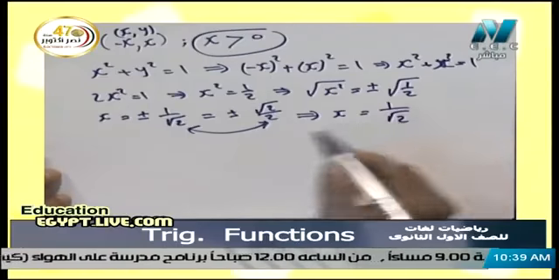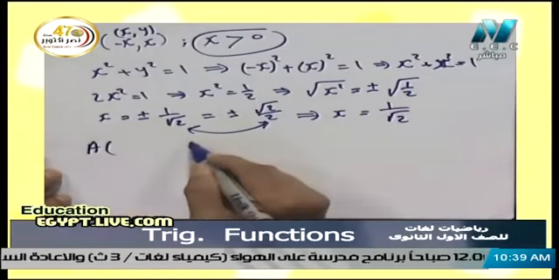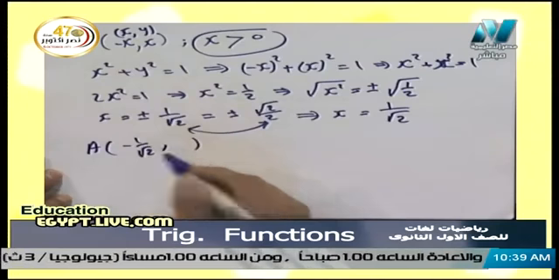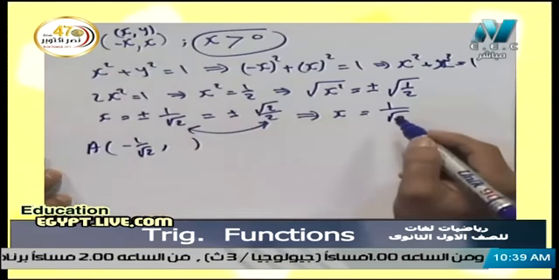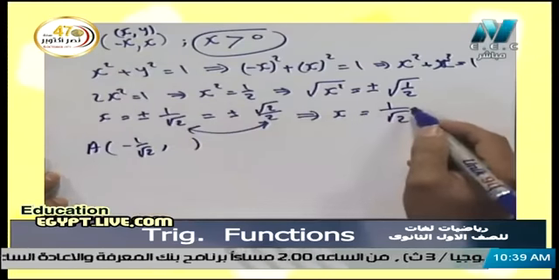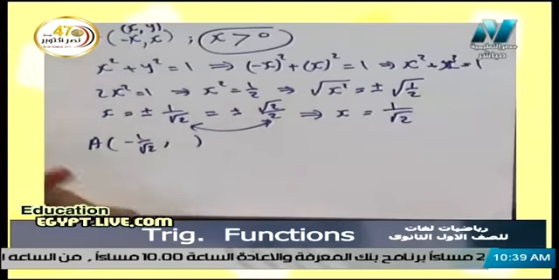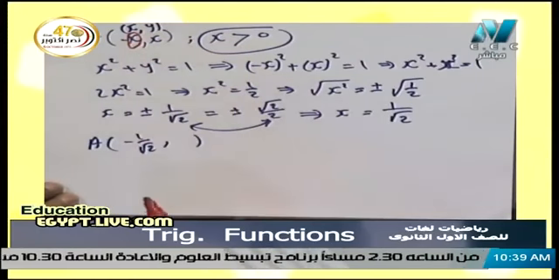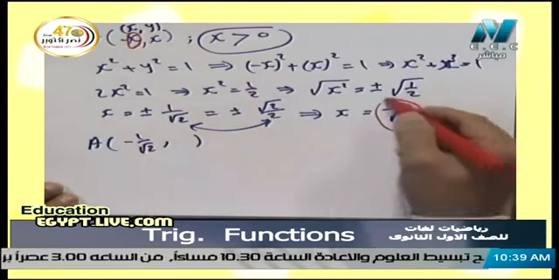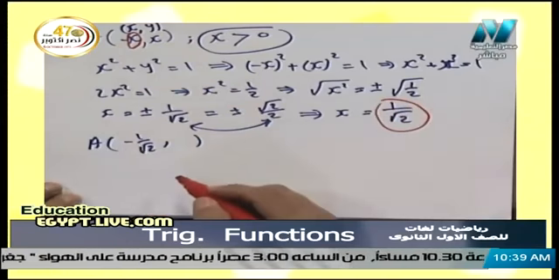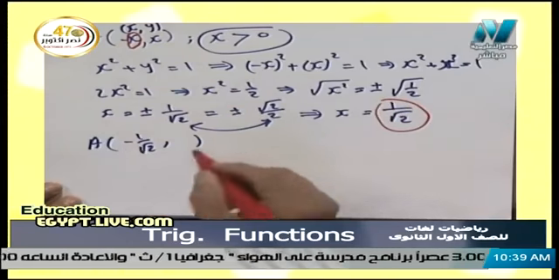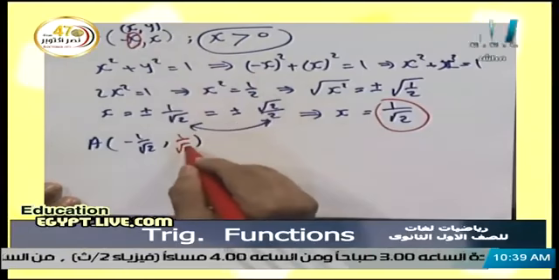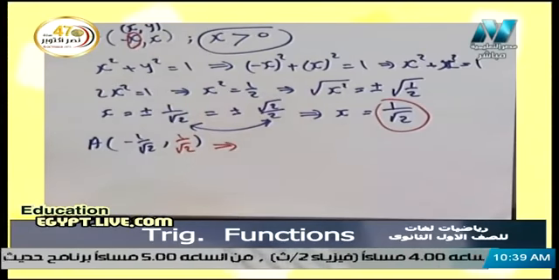If we return again to the point A, negative x means negative 1 over root 2. Someone asked me, you told me that x is positive. Yes, x here is positive, but the negative is outside the number. So it's negative x, negative 1 over root 2. And y will be x only, so it's 1 over root 2.